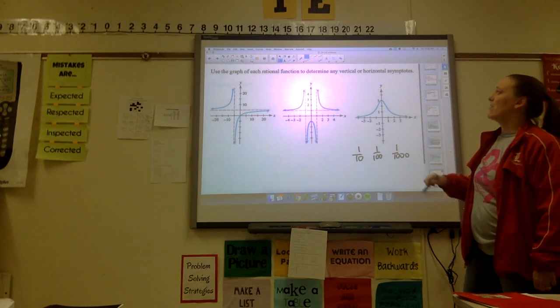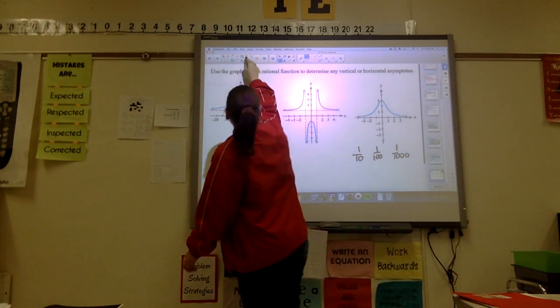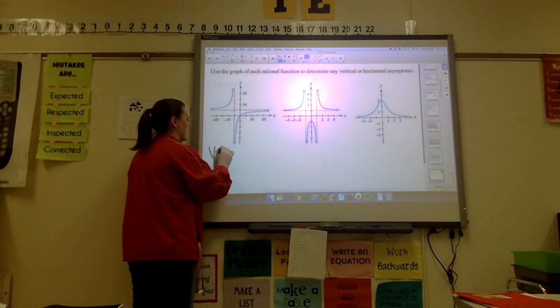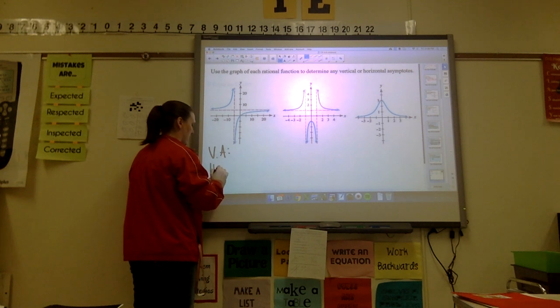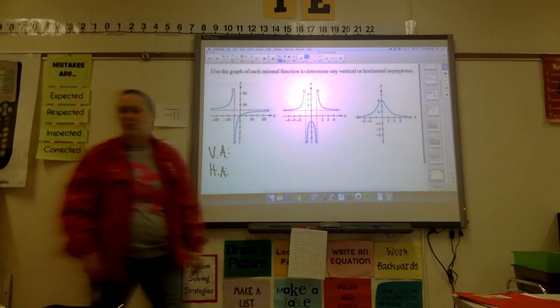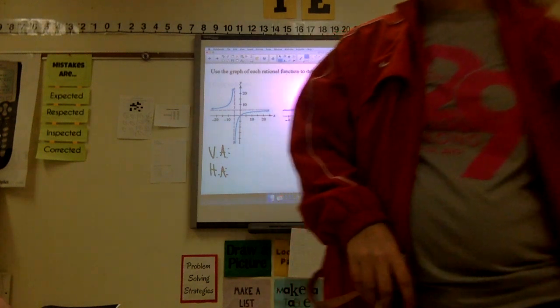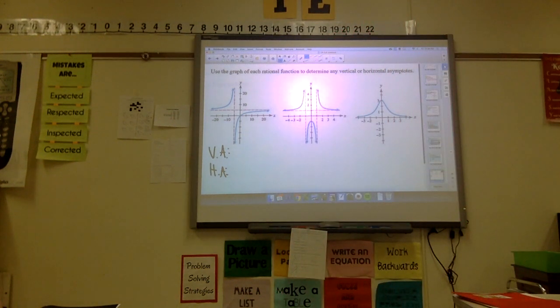Use the graph of each rational function to determine any vertical or horizontal asymptotes that you see. To abbreviate, list your vertical asymptotes, list your horizontal asymptotes for each set, please. Yes, we have turned the page in our packet.